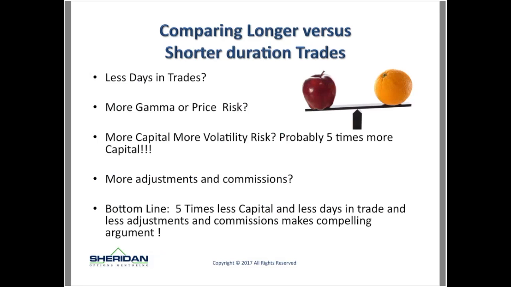So as you're comparing longer trades versus shorter duration trades, one of the things about shorter duration trades versus like a 60-day trade is that you're in the trade less. But with shorter term trades, you have more price risk. So you can't have your cake and eat it too. But the way I figure, if you're doing 60-day trades versus 7 or 8 or 15-day trades, it may take you 5 times more capital to make the same money because you're able to turn it over a lot more.